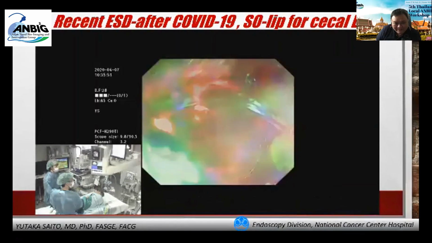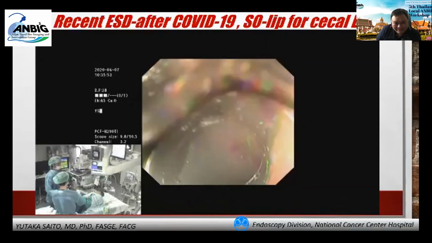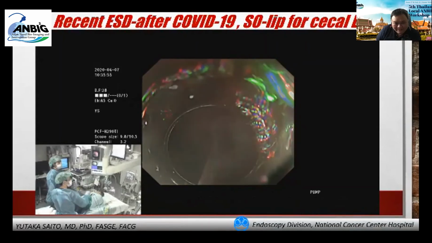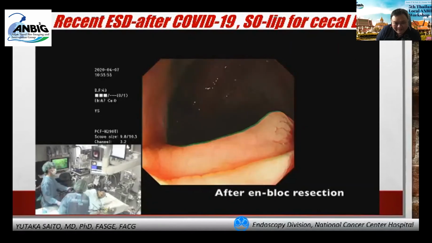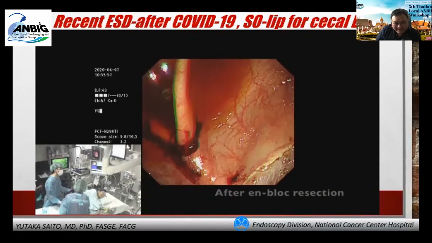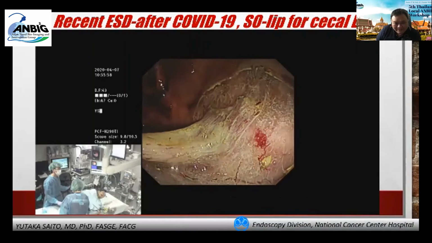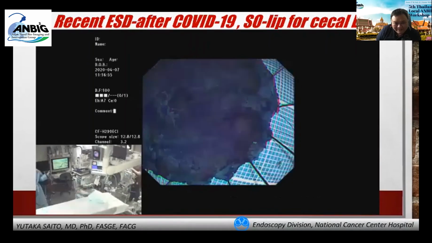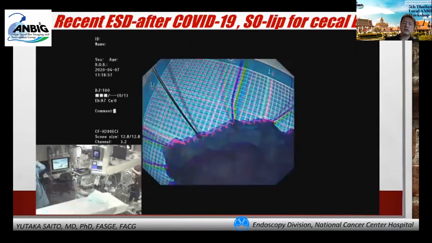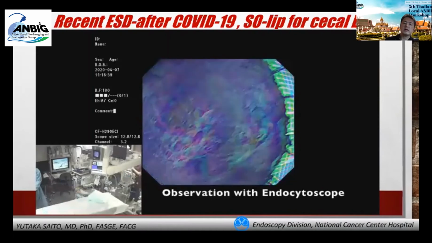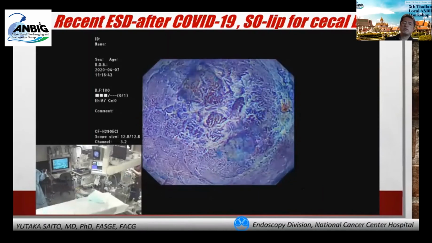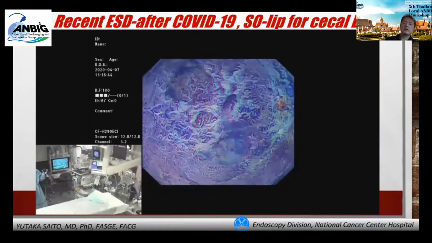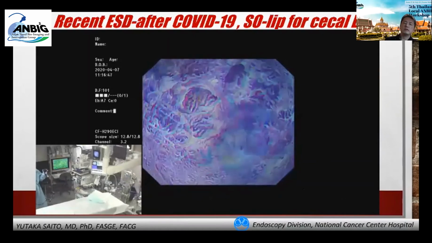Of course, considering the cost, it's better to use only one device. But considering the safety and the speed of the dissection, sometimes two devices could be fine. Because IT knife nano has very strong power for coagulation, we rarely use the coagulation forceps during the current ESD.